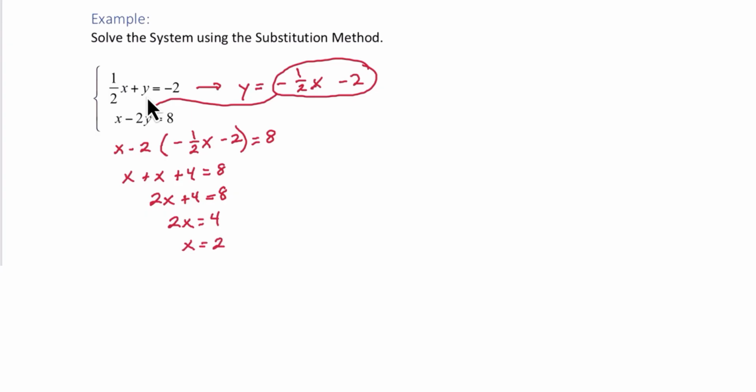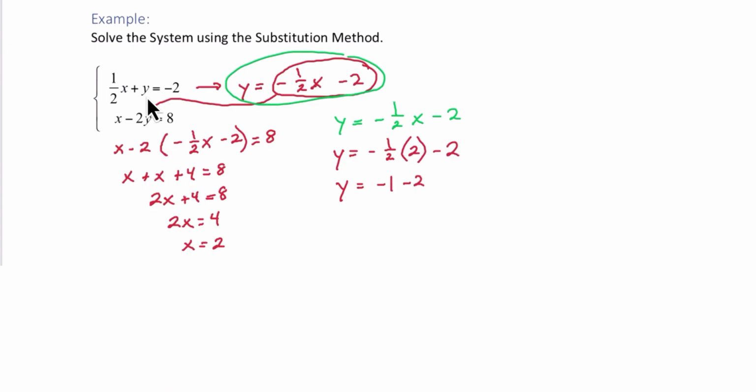Once we have x, we need to then figure out what y is. Notice earlier, we have this equation for y. We have y equals negative 1/2 x minus 2. We can then plug in our known value for x. Y equals negative 1/2, replace x with 2, then minus 2. Y is equal to negative 1 minus 2. Y is equal to negative 3. So the solution to the system is the coordinate 2, negative 3.